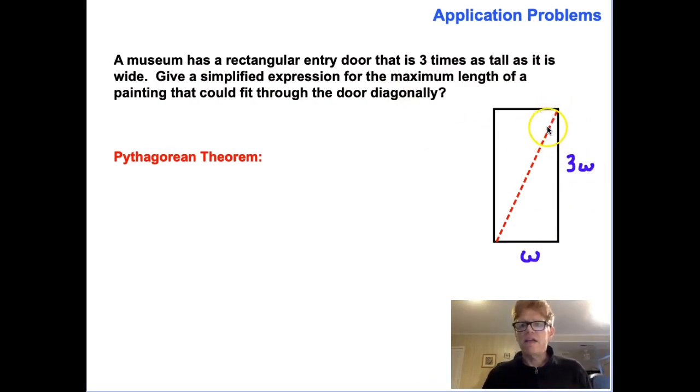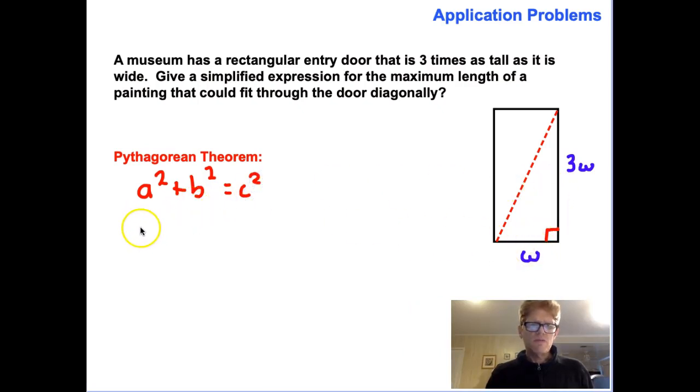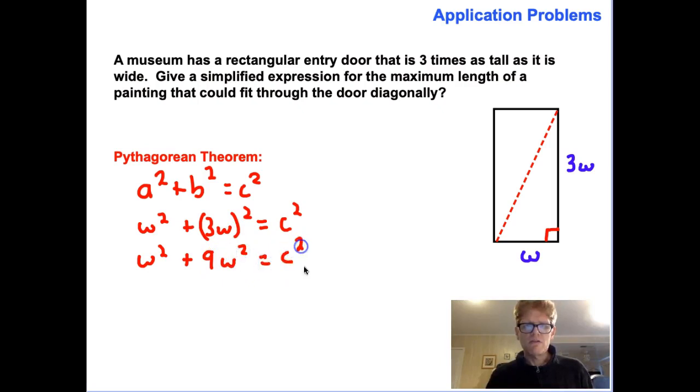And what we're going to need to do is find this right here. So we will use the Pythagorean theorem. We know the Pythagorean theorem is a squared plus b squared is equal to c squared. So we say that w squared plus (3w) quantity squared is going to be equal to c squared. And we square both of those. Well, we know that w squared is just w squared, and (3w) squared is 3 squared, or 9, w squared, plus w squared equal to c squared. And we know that we can combine our two like terms. So 9w squared plus w squared is just 10w squared equal to c squared.